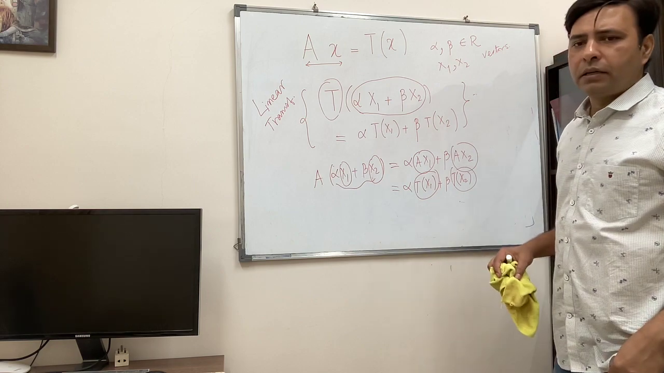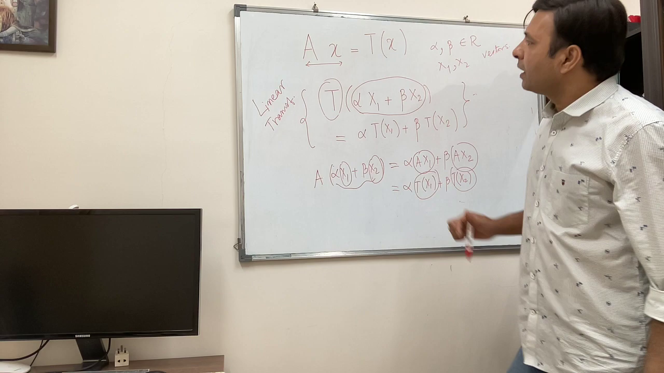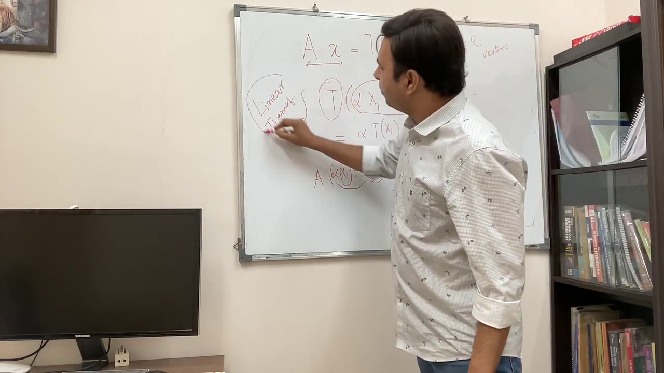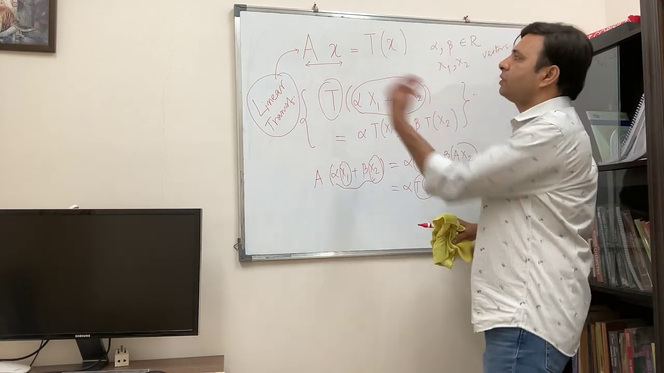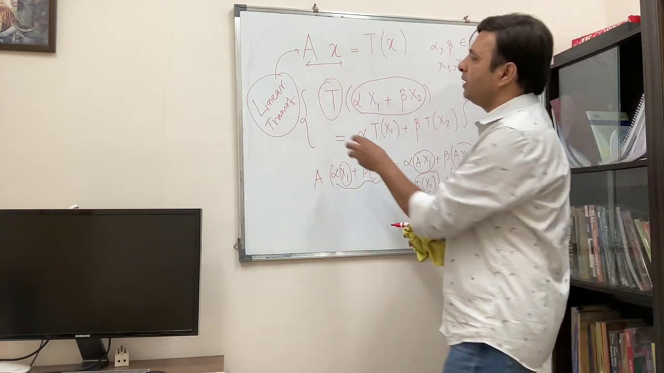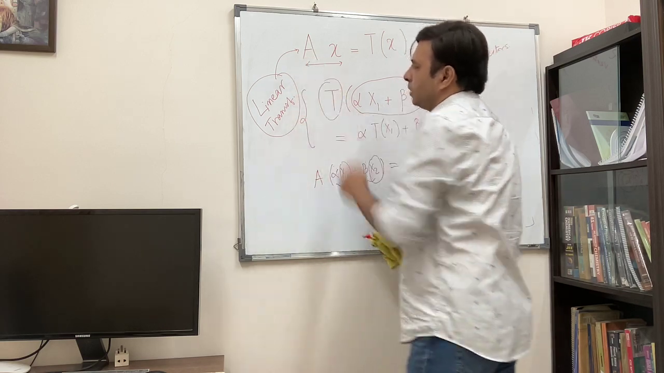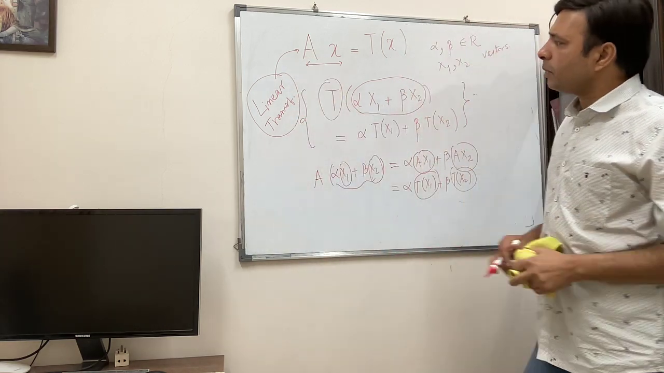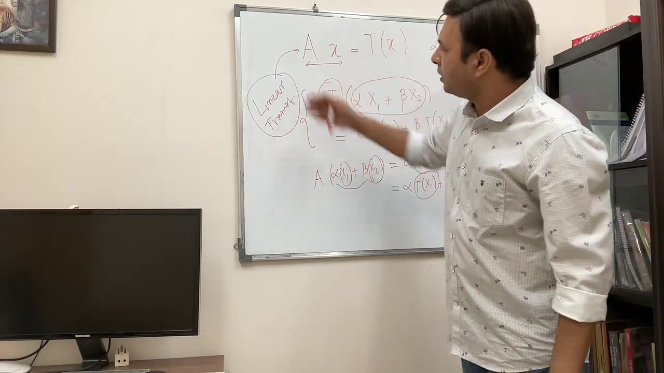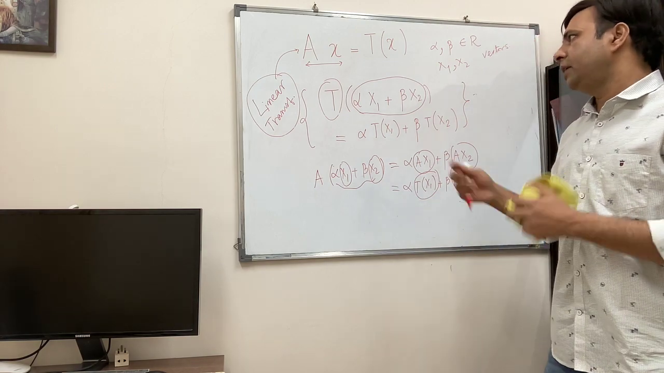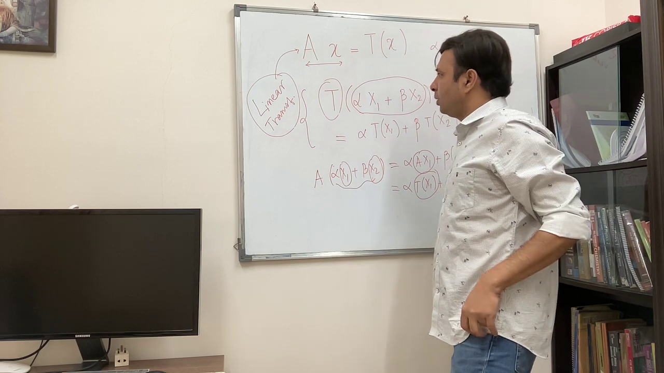And the converse is also true. What is the converse? The converse is that if there is a linear transformation, there must exist a matrix which gives you that linear transformation. So every linear transformation in the vector space is associated with a matrix, and it's true both ways: a matrix multiplication is a linear transformation, and if a linear transformation exists, then it means that there is a matrix which gives you that.